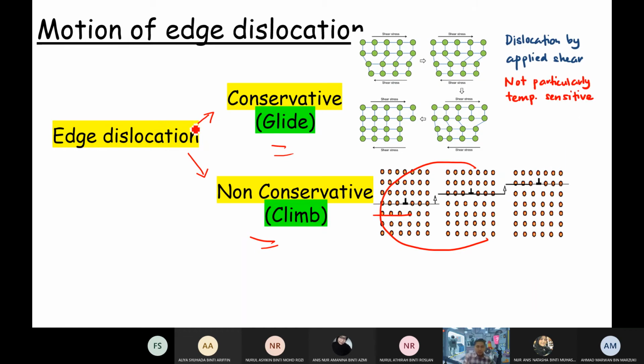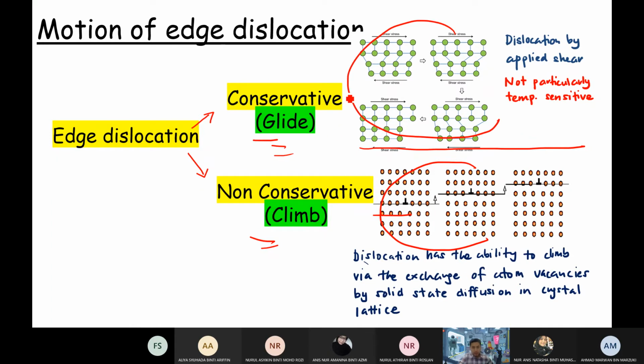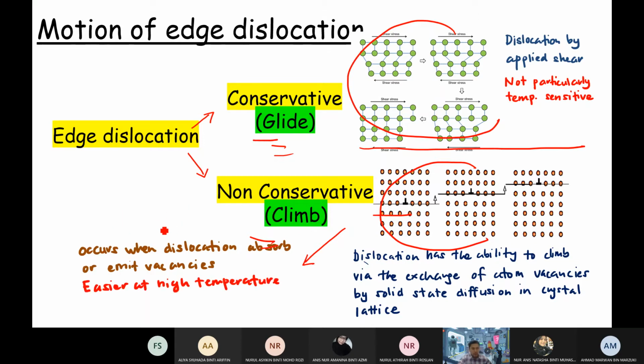For this type of movement, dislocation by applied shear, it is not particularly sensitive for this type of edge dislocation. But for this type of dislocation, where we can see the dislocation moving upward, it happens at a high temperature. It occurs when dislocation absorbs or emits vacancies, and it is much easier at a high temperature. It is also a very slow process.